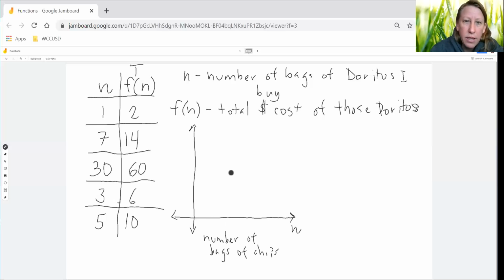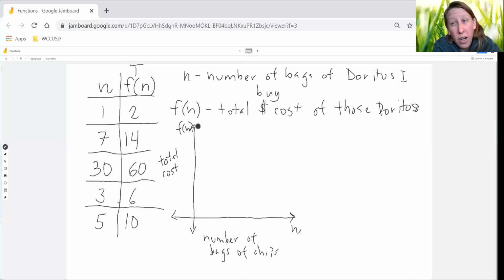And this axis, this is going to represent the F of N, or we could call it T, or we could just write the total cost. Okay.